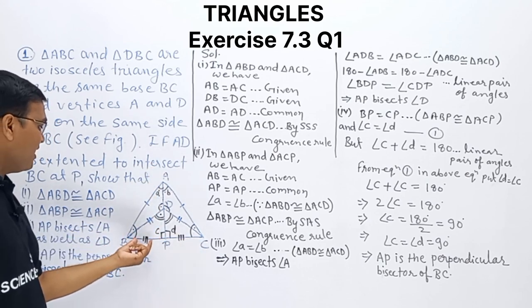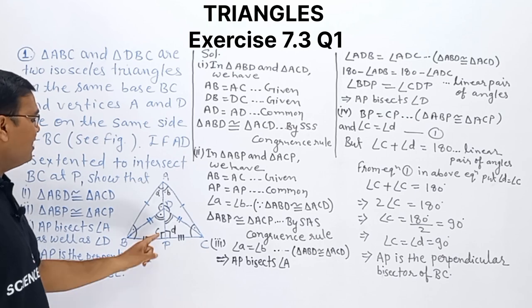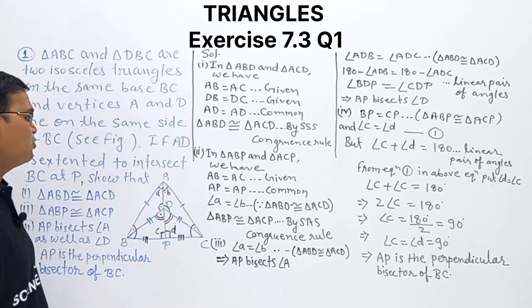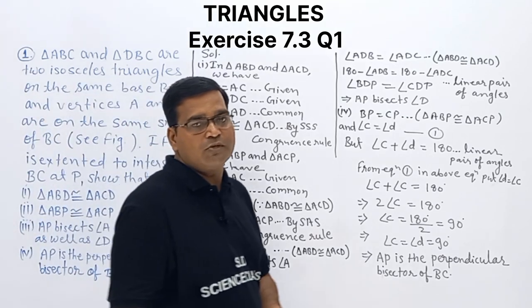It is bisecting into two parts. Clear? And the angle is what, 90 degrees. We proved this one. So I hope you understand this question.